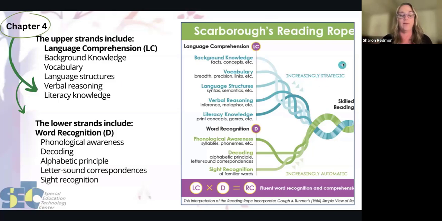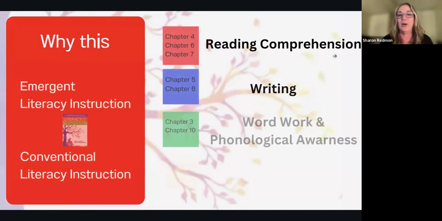If your general education teachers are also doing this kind of work with reading, then you're all set.